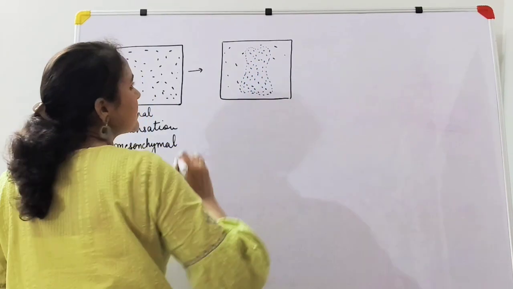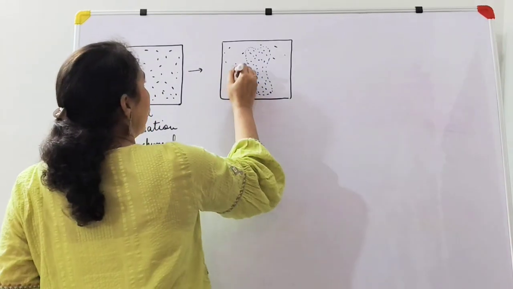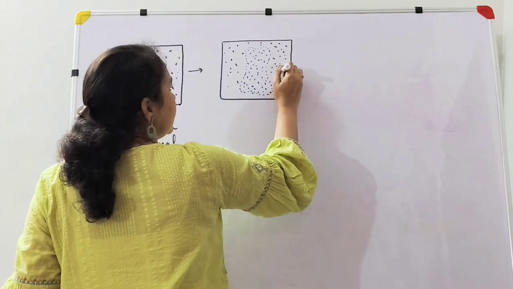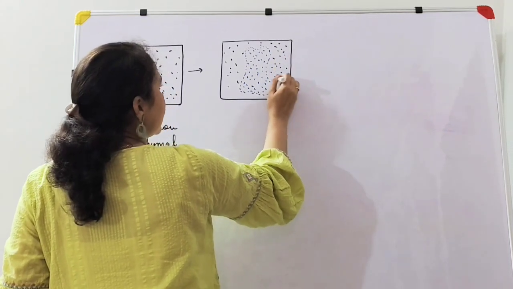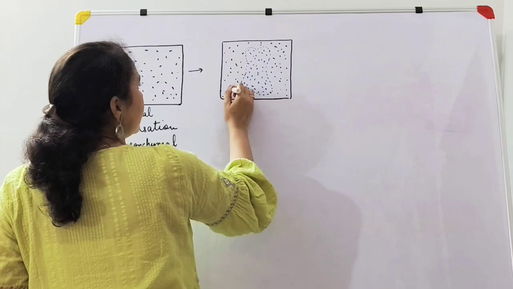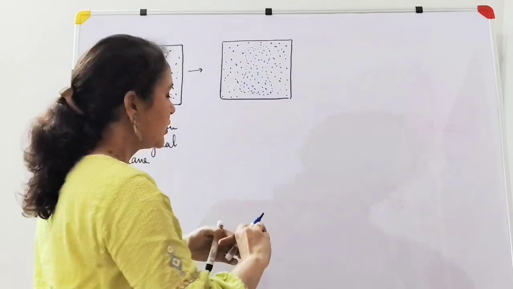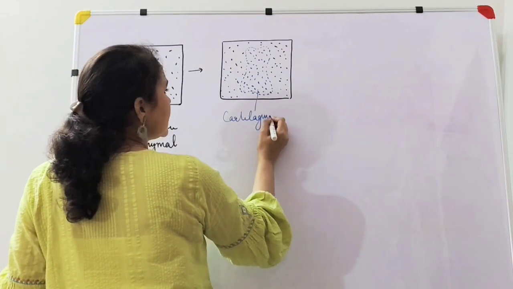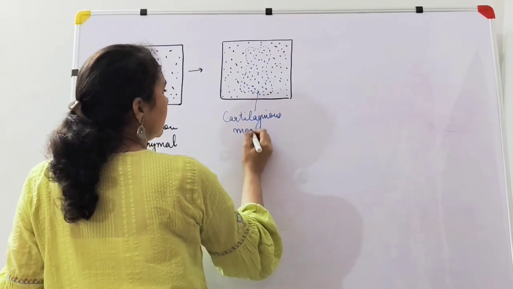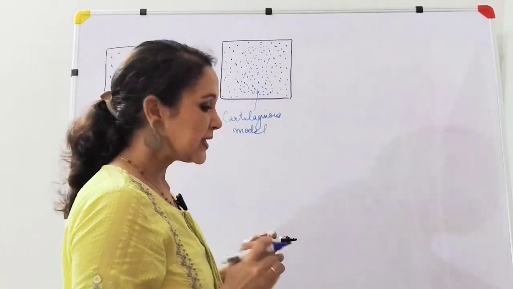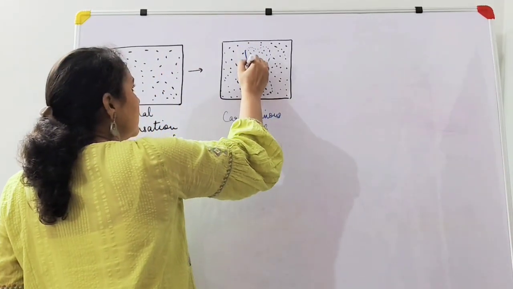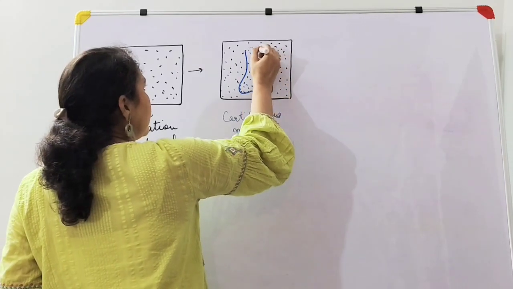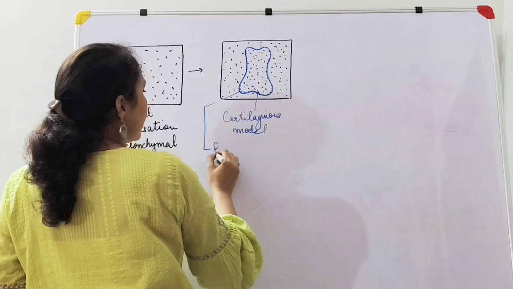Which kind of cartilage is laid down here? That is the hyaline cartilage. So this is again another important question: in endochondral ossification, which cartilage is formed? It is the hyaline cartilage that is replaced by the bone. So this becomes the cartilaginous model that is being replaced by the bone. Right? Now this cartilage has a perichondrium, right? So label this as perichondrium.